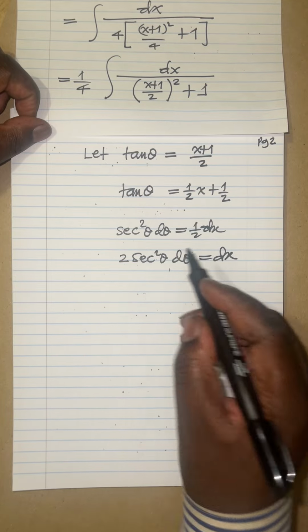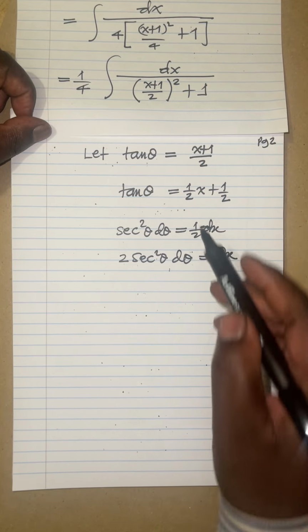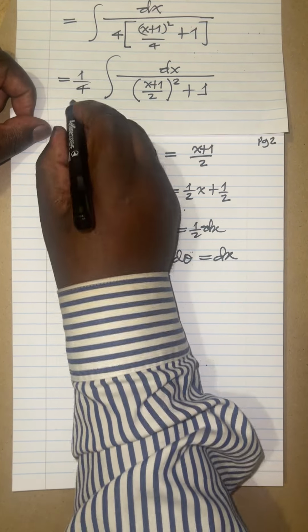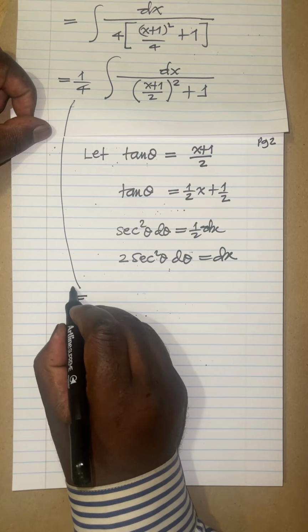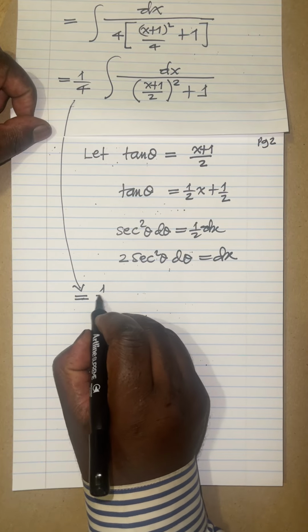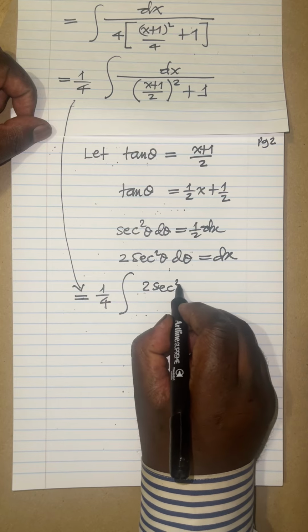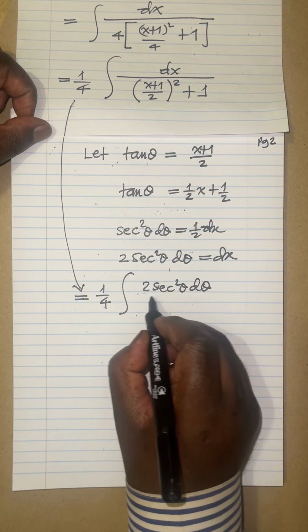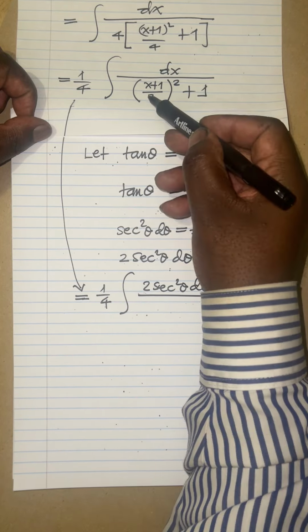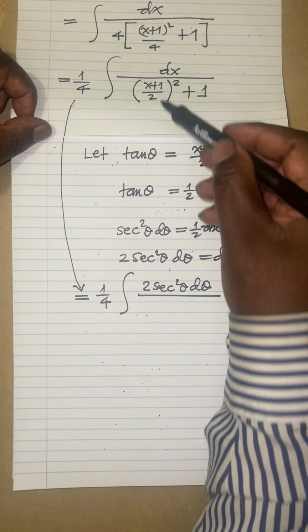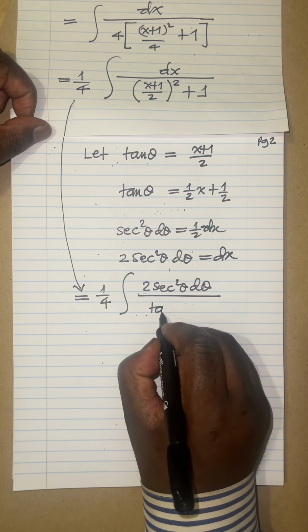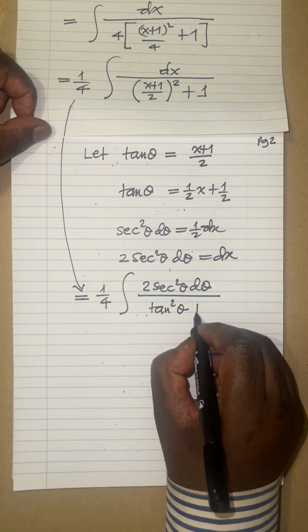Now this expression must come into the place in the numerator there. So now this integral then changes to 1/4 the integral of 2 sec squared theta d theta in the numerator all over. Remember, in that place now I must have tan, but it has to be squared. So I'm going to say all over tan squared theta plus 1.